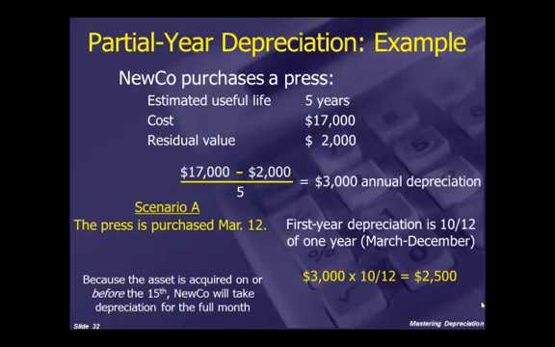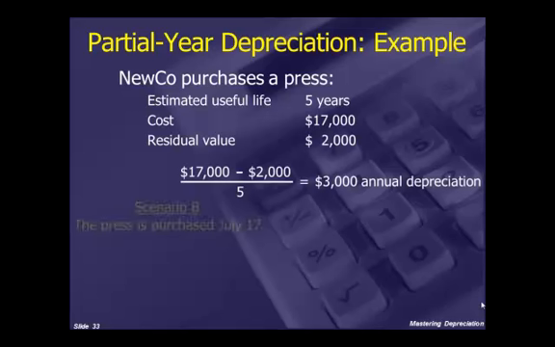So we're going to be able to take the $3,000 annual depreciation times 10/12, and that's $2,500. We could have taken $3,000 divided by 12, to get it on a monthly basis, and that would give us $250 a month, and take it times 10. So that would work as well.